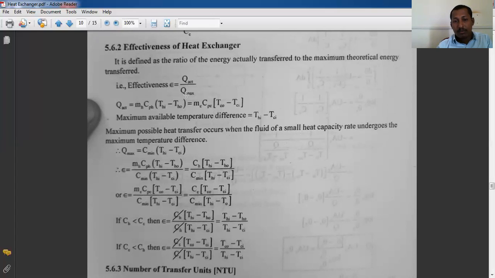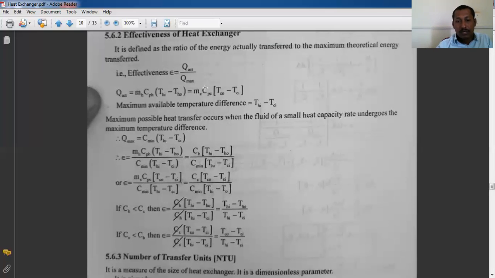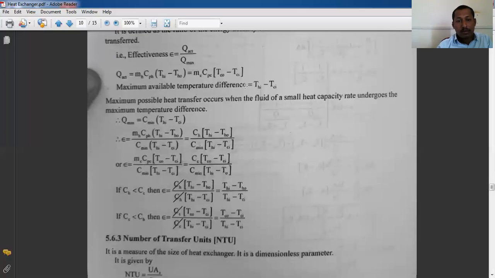Effectiveness is equal to Q actual by Q maximum. Q actual is mh cph into THI minus TH0 or mc cpc into TC0 minus TCI. Q maximum is equal to C minimum into THI minus TCI. So if you take the ratio, whatever ratio you get, that is called effectiveness. Now you take that ratio for the hot and cold fluid, it is the same. Okay. Now like that, you need to derive the equations.